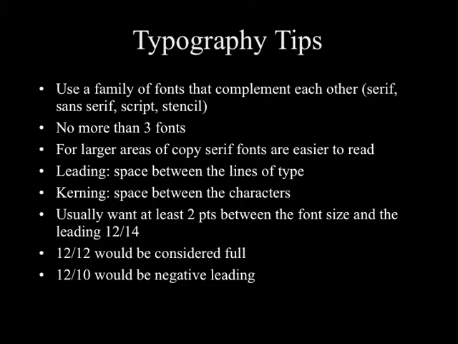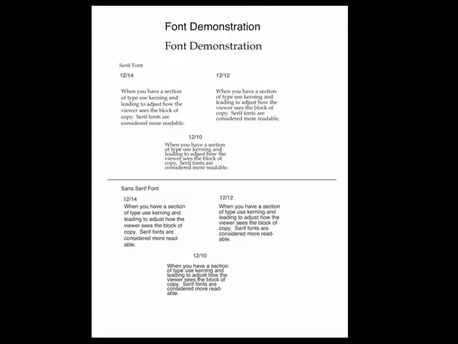12 over 12 would be considered full. It's very tight looking. And then 12 over 10 would be negative. You'd actually have your lines of type touching each other. So here's an example of each of those. As you can see, take a few minutes to look at the differences between 12 over 14, 12 over 12, and 12 over 10. And notice also how it looks different if you use a serif font or a sans serif font.